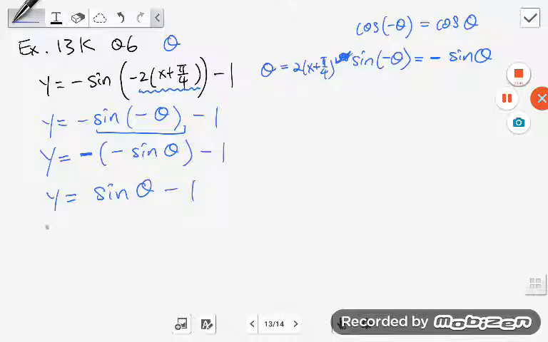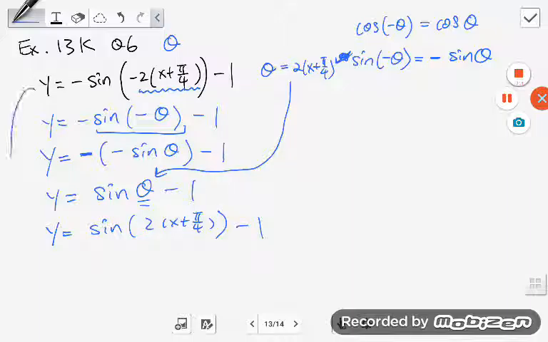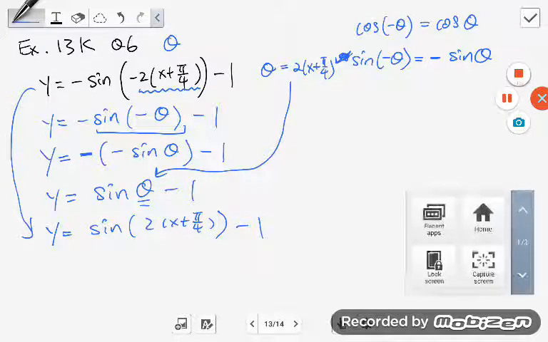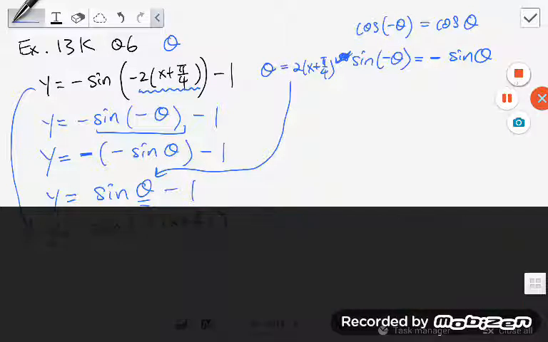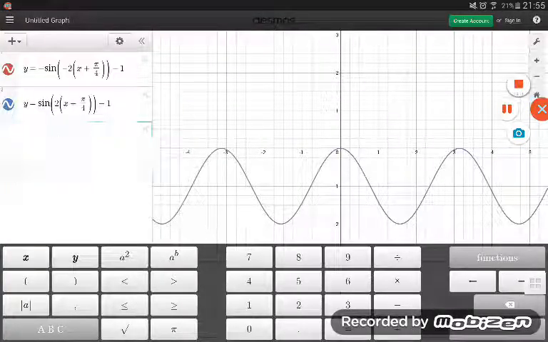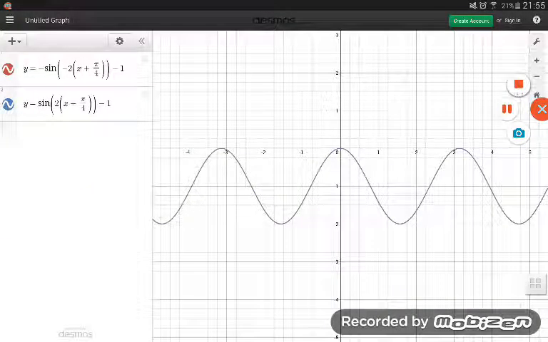And now we can bring the theta back. My theta is equal to 2 times x plus pi over 4. Let's bring it back. So I have sine of 2x plus pi over 4 minus 1. There you go. Our original equation now looks exactly the same as my second graph on Desmos.